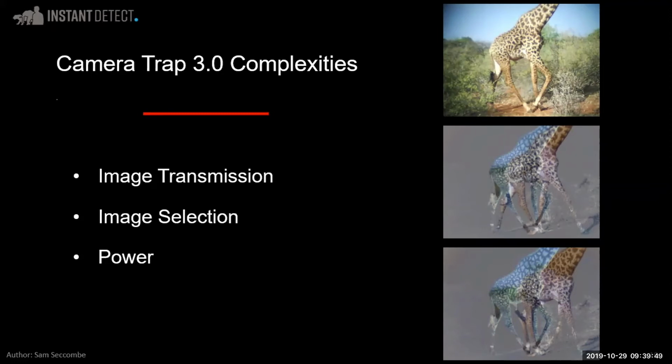On the right here, these pictures of a giraffe were how the first version of Instant Detect did this. It would send a compressed full color image first, and then only the pixels that had changed in the second and third images were then sent. These gray images therefore have significantly smaller amounts of data to send.